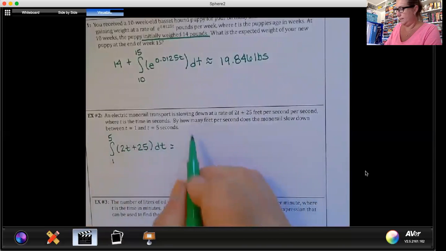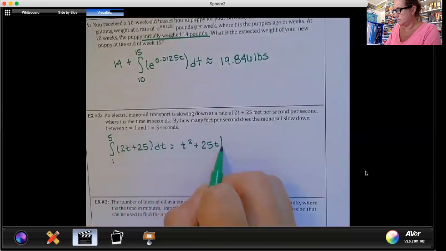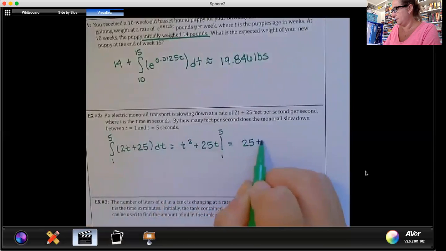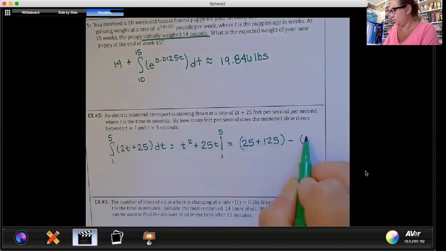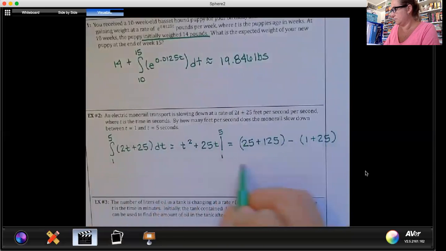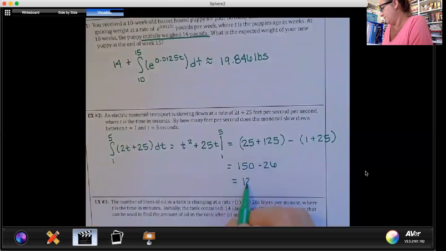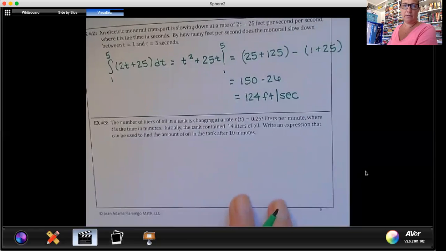Now that's a pretty simple antiderivative. So 25 plus 125 minus 1 plus 25. So that looks like 150 minus 26, which is 124 feet per second. And I will go ahead and tell you, and you may want to make a note, that is one I would expect you to be able to do without a calculator.